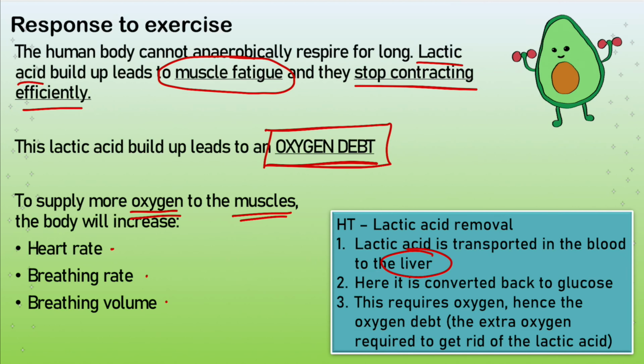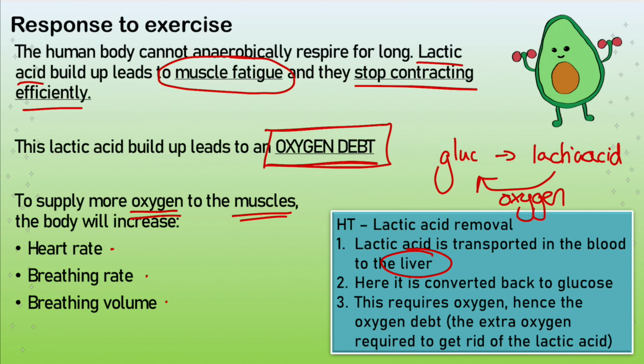And in the liver, this lactic acid is converted back into glucose. So we had glucose converted into lactic acid. We're now going to do the reverse of that. And to do this, we need to have oxygen. So we're going to add oxygen in to do the reverse process. So by producing lactic acid, by not developing or releasing energy very efficiently, we end up getting this oxygen debt. We need to get more oxygen in to convert the lactic acid back into glucose, and hence this oxygen debt, which is the extra oxygen required to get rid of the lactic acid.